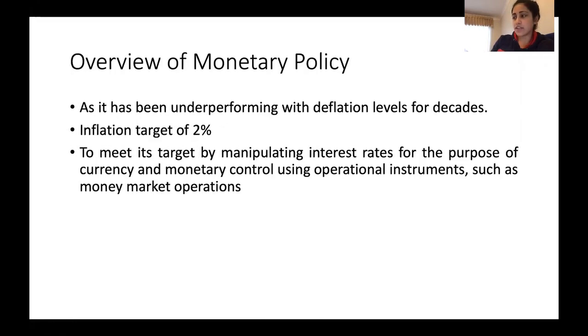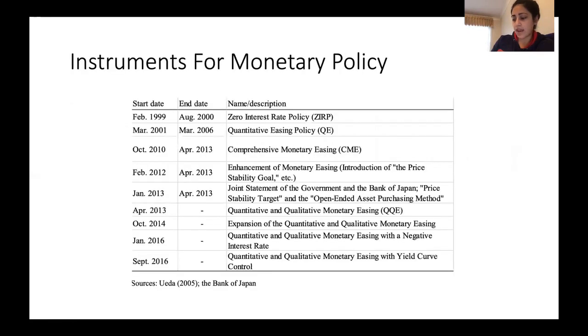To meet its inflation target of 2%, BoJ buys large volumes of government bonds to lower long-term bond yields. In addition, it has a negative interest rate policy, which allows short-term yields to remain at minus 0.1%. In the 1990s, the main monetary instrument was ZIRP, and over the years has implemented quantitative and qualitative monetary easing.